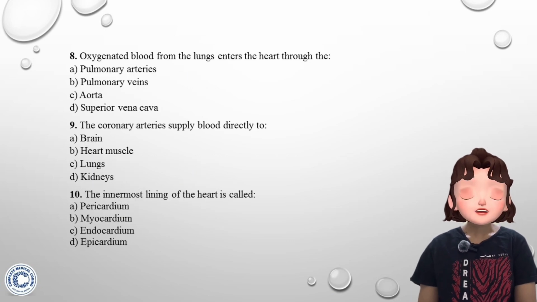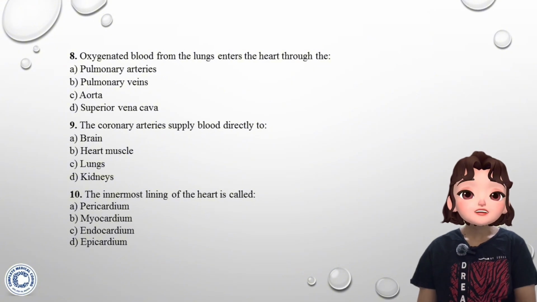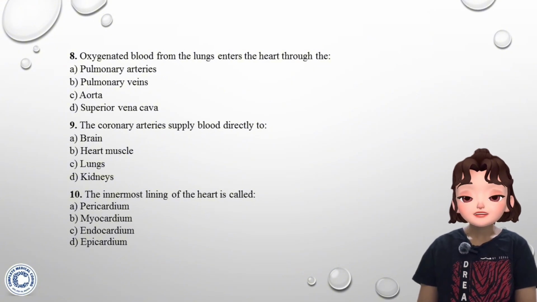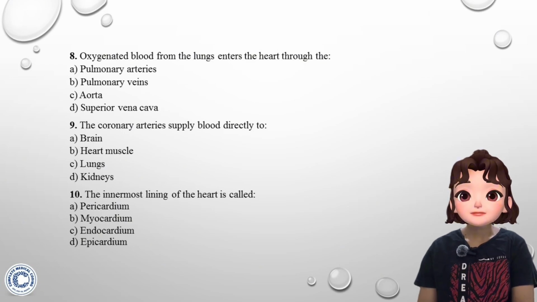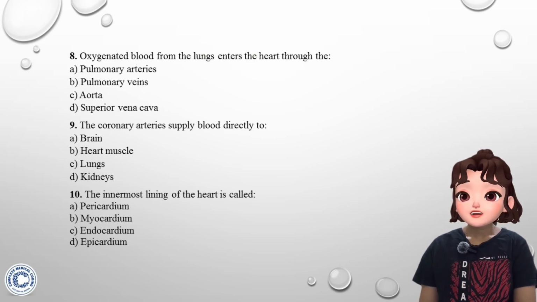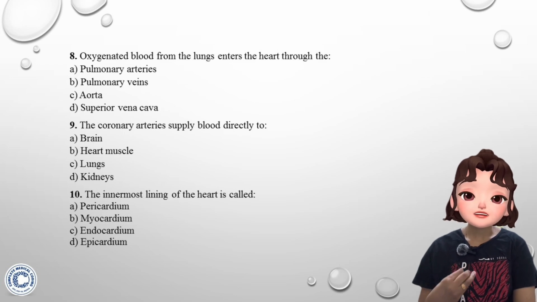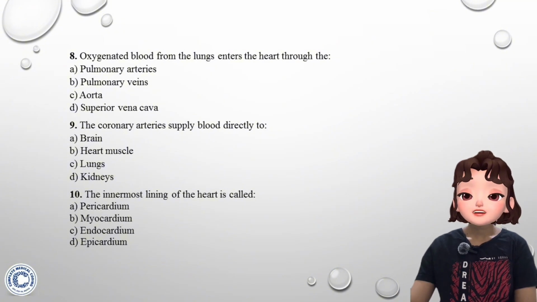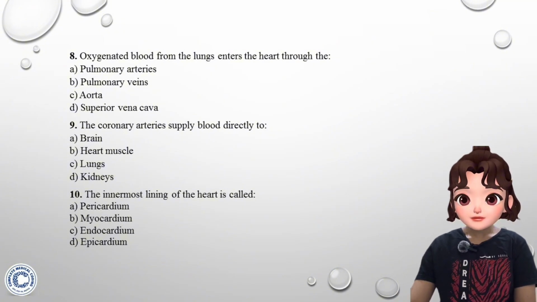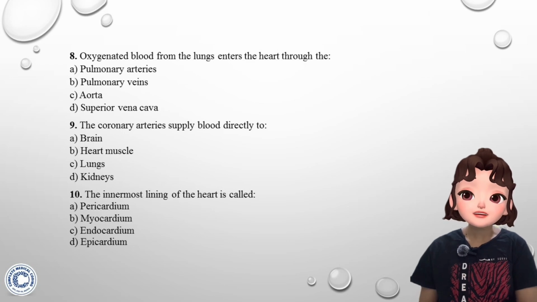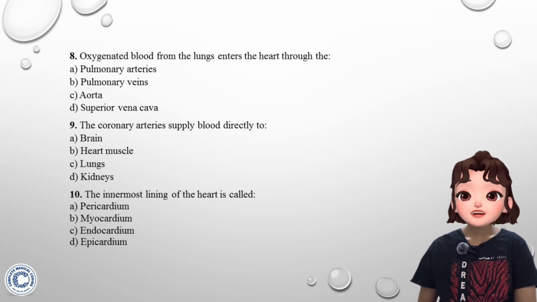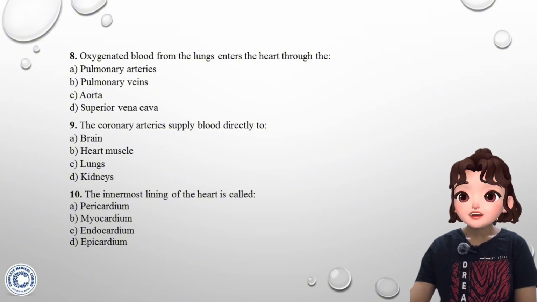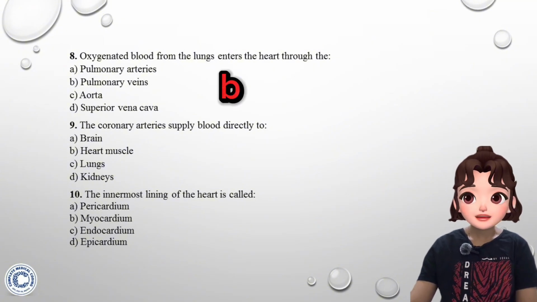Eighth question. These are very simple questions, but sometimes it is slightly confusing, right? Especially those who are not from the medical background. So eighth question. Oxygenated blood from the lungs enters the heart through? Options: pulmonary arteries, pulmonary veins, aorta, superior vena cava. What is the answer? Answer is option B, pulmonary veins.